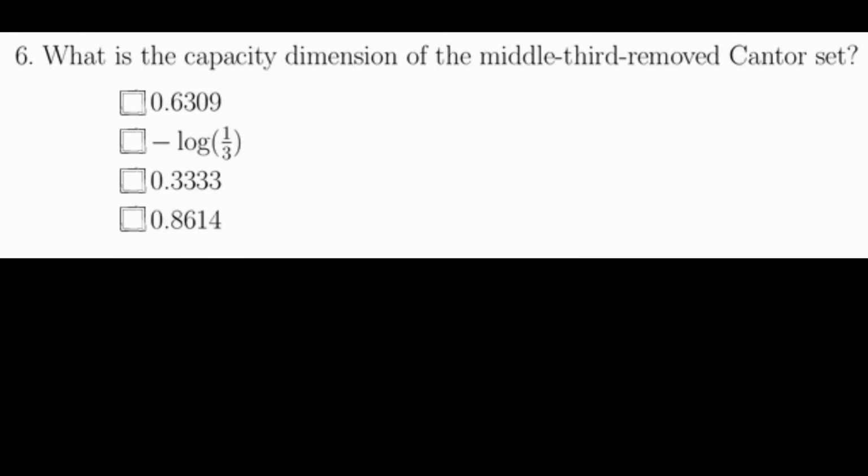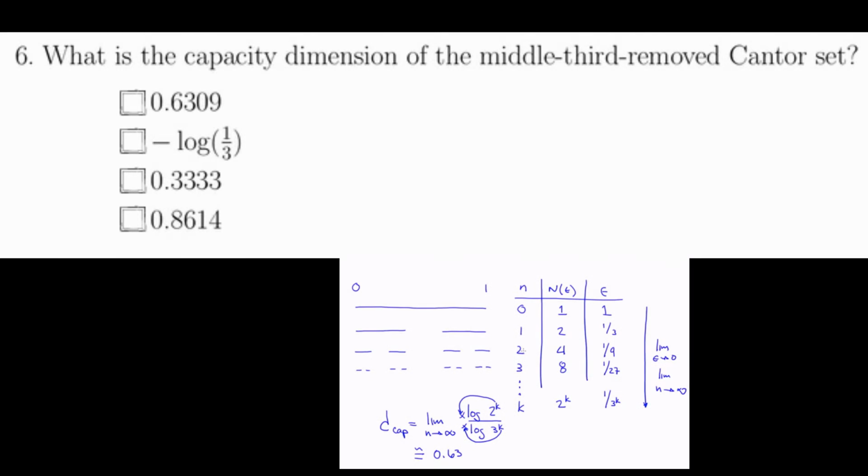Question 6 asks us to calculate the capacity dimension of the middle third removed Cantor set. This is actually done step by step in lecture, but I recommend if you've never done this to do this by hand without using the lecture, and come back to the lecture if you get stuck. It's actually a really good mental exercise. As we saw in lecture, the capacity dimension of the middle third removed Cantor set is 0.6309.